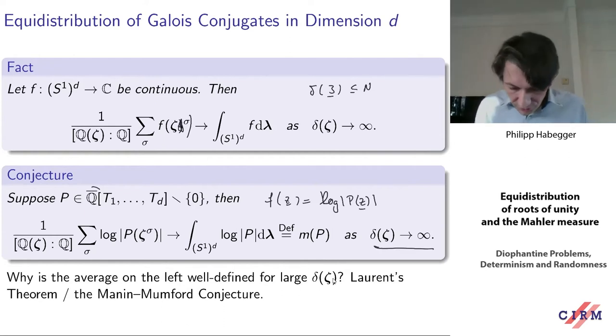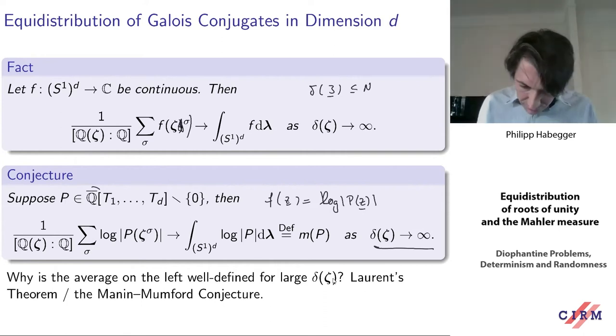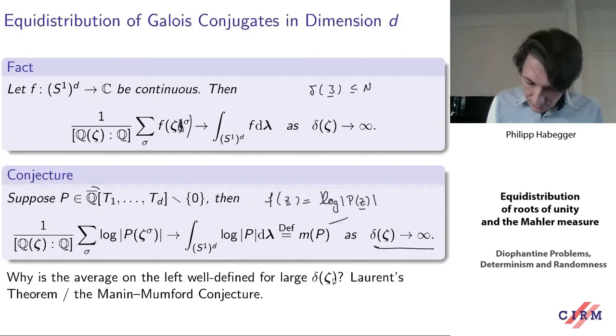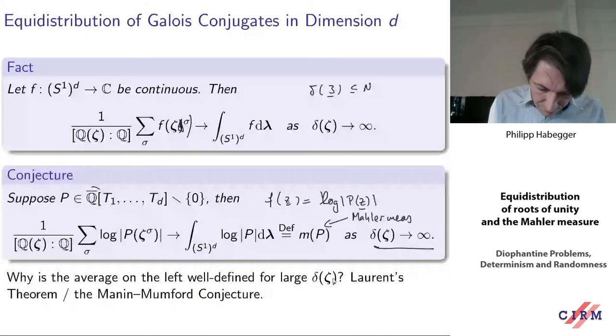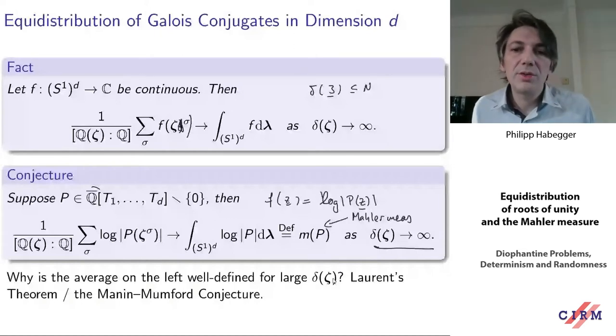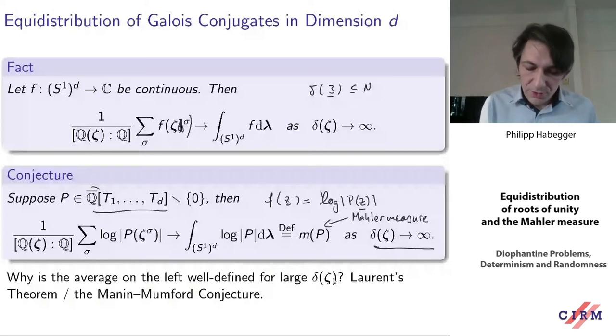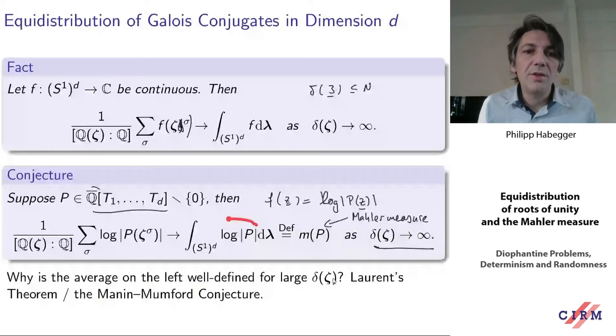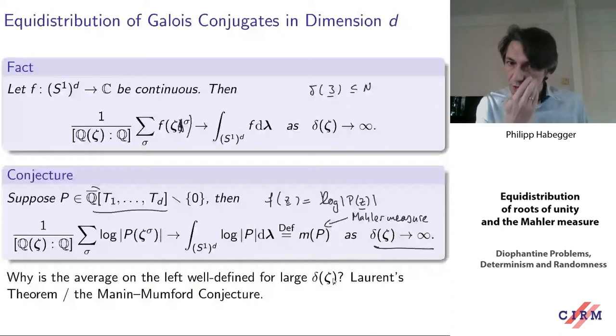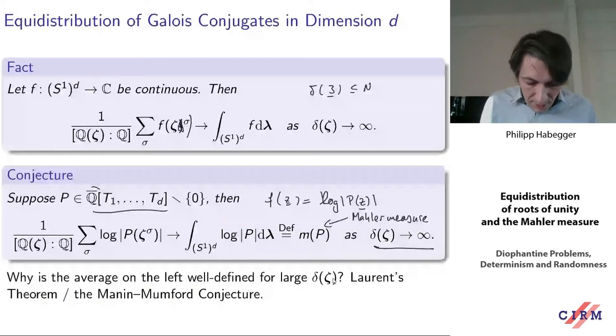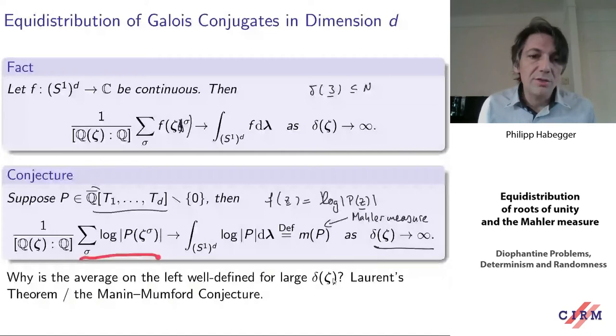Now, a few comments are in order. First of all, this here is the higher dimensional Mahler measure of a polynomial in d variables instead of one. So this integral, even though the function here is not everywhere well defined on the torus, perhaps this integral converges and is well defined. There's also a question of whether this sum here is actually well defined or not.